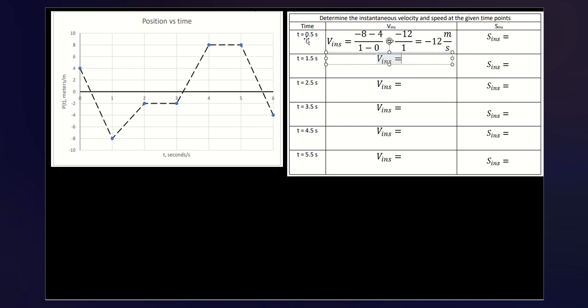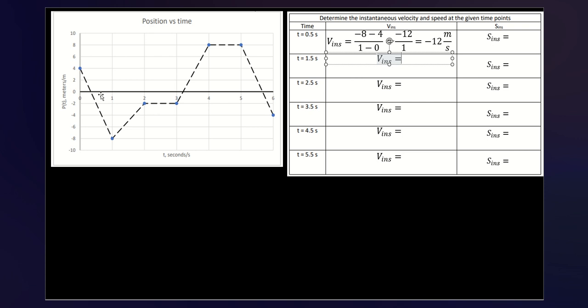Now, basically just to emphasize, it doesn't matter that it was specifically 0.5 seconds. You could have been asked, find the instantaneous velocity at time t equals 0.77 seconds, so somewhere around here. That would still touch this line right here. So your calculation would still be the same.